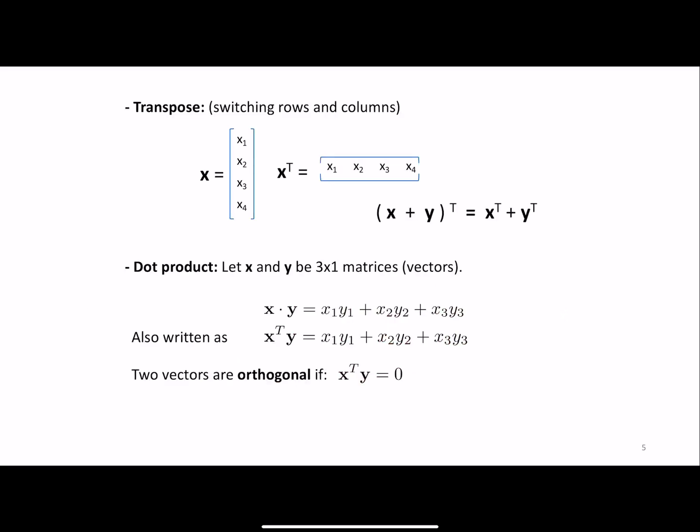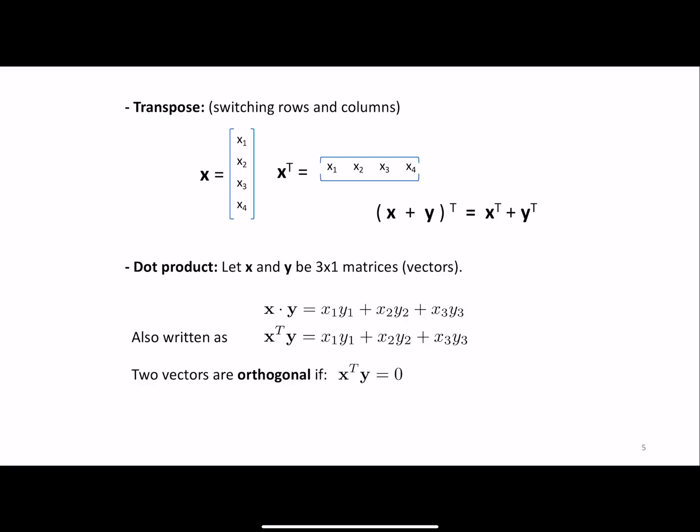There are many other operations that we can do with vectors, and here we're covering some of them. We can transpose, or switch the order of rows and columns in the vector. For example, let's say we have a 4-dimensional vector, a vector with 4 entries, and let's say it's a column vector. When we write x superscript T for transpose, x transpose, we just turn this column vector into a row vector.